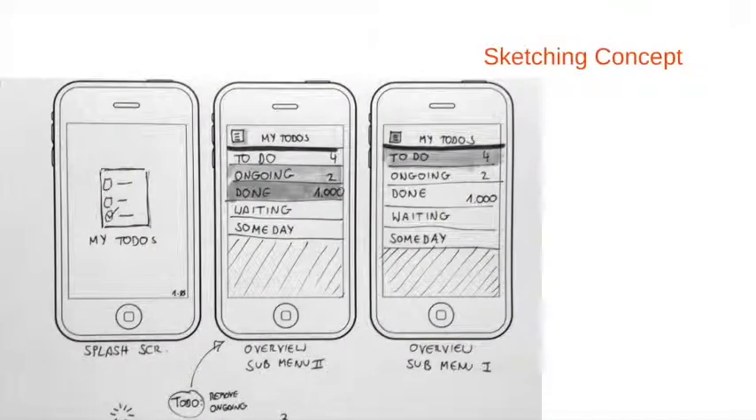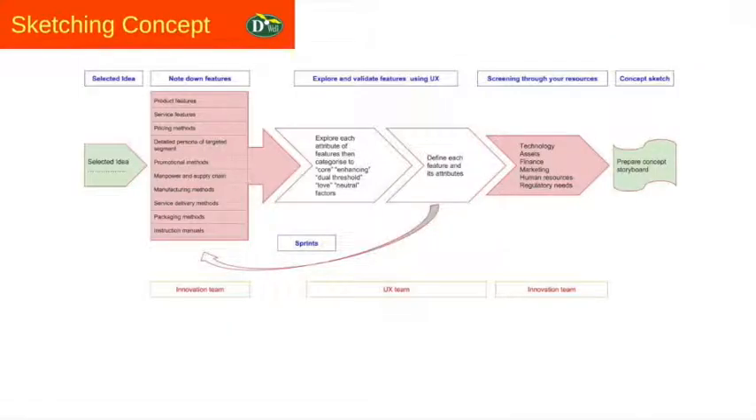Then we go to the next stage, sketching the concept. From these ideas, which get prioritized, we select one of the best ideas the client can develop and start sketching. Here also we use a model for sketching the concept. The model starts with the selected idea, then the output will be a concept storyboard. From this idea, the innovation team notes down all the features of the product or the app: service features, product features, promotional features, service delivery features, and a lot of aspects. Then they explore with the end users or targeted users using the UX team.